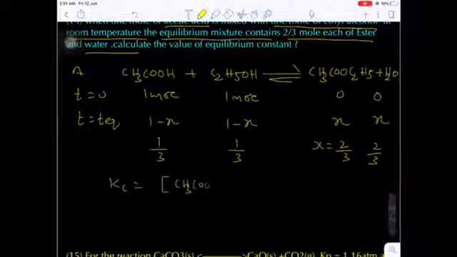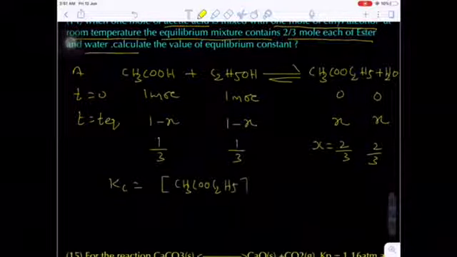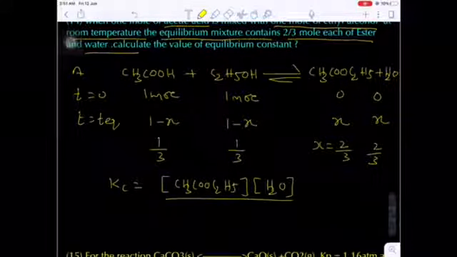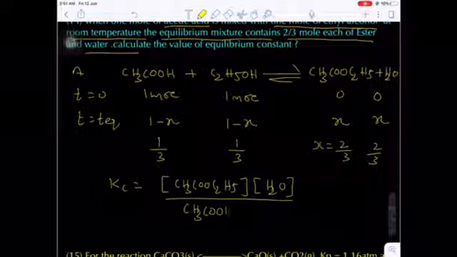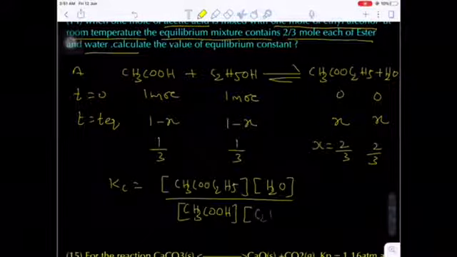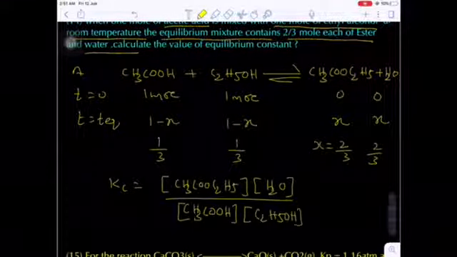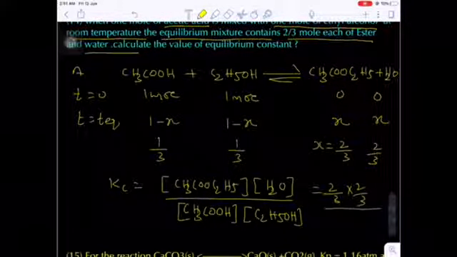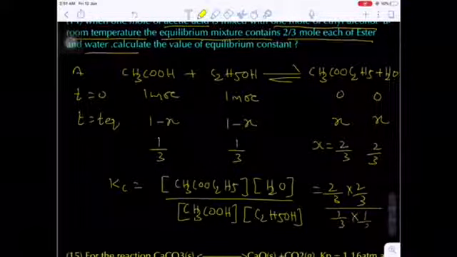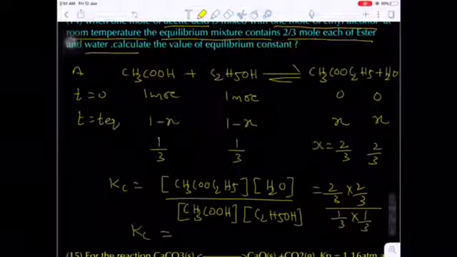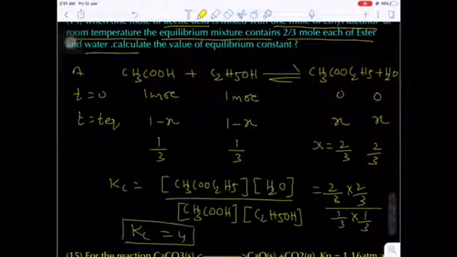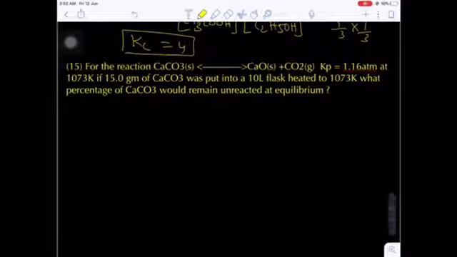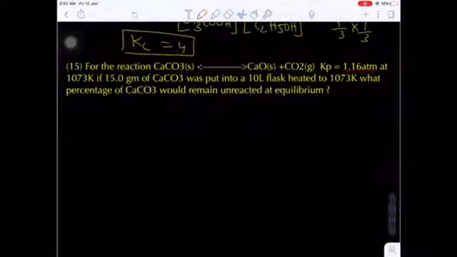Now the Kc expression: concentration of ester multiplied by concentration of water, whole divided by concentration of acetic acid and concentration of ethyl alcohol. Okay. So which is 2/3 into 2/3 whole divided by 1/3 into 1/3. So the final answer, Kc value is how much? 4. Kc value is 4. Okay. Now question number 15.